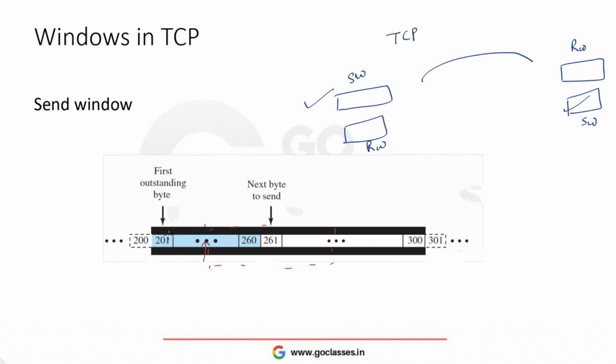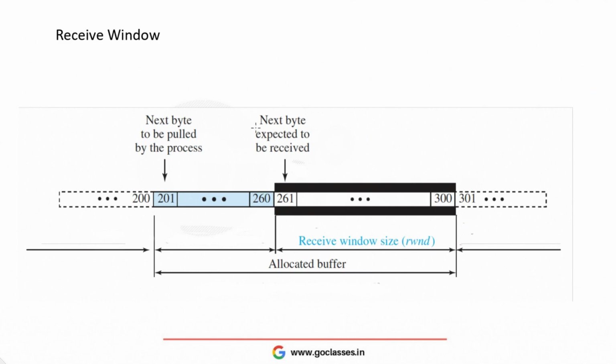So the sending window is very simple. It has just two pointers: till what point I have received the acknowledgement, and what is the next expected byte to be sent. Once I receive the acknowledgement for some segment, then I will slide the window, and I will send one segment or more segments, depending on the acknowledgement that we are receiving. So this was the sending window. Now we have the receiving window. In the receiving window, we have these two sections. Now if you notice, this is only the receiving window, and this complete thing is called the allocated buffer.